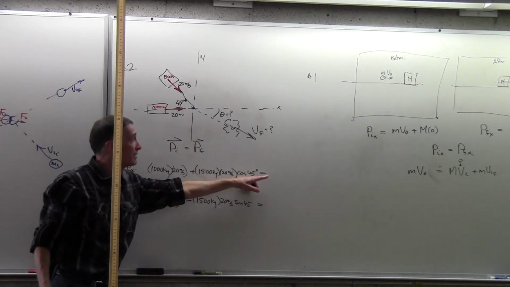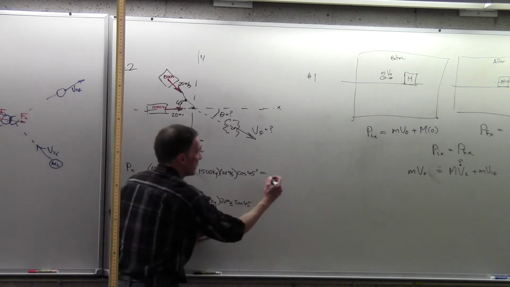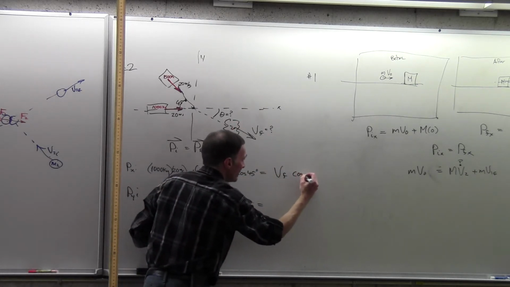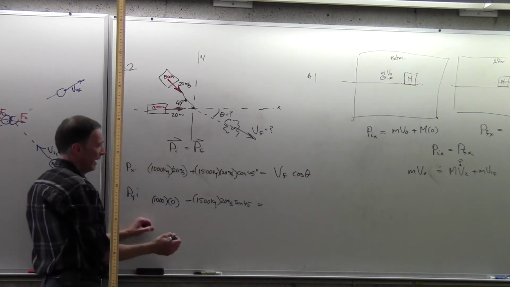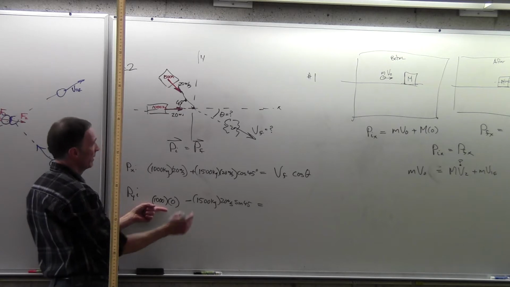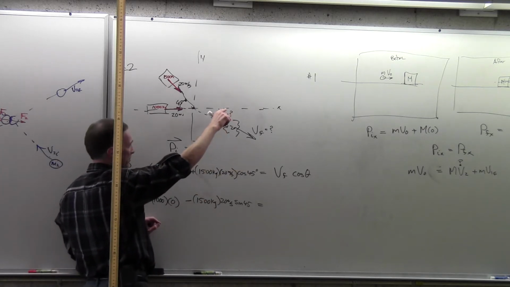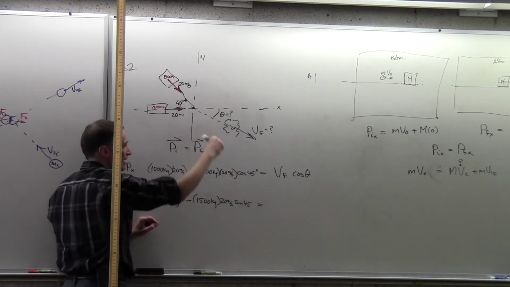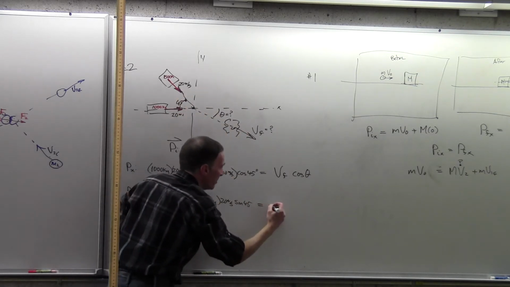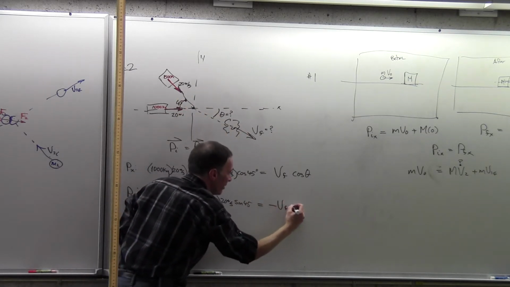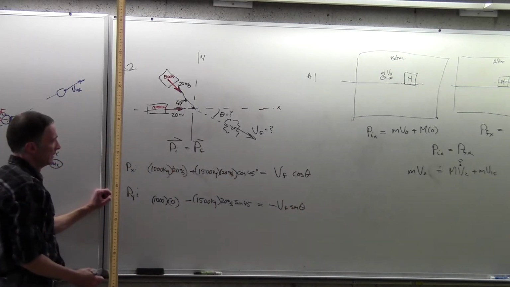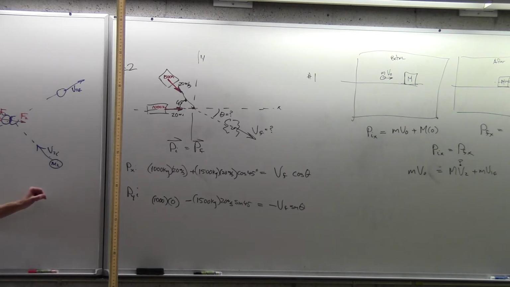Both of these should be equal to the final momentum. In the x direction, we could say that that's going to be v final times the cosine of theta. In the y direction, this is in the negative direction, so it's going to be a minus v final times, let's say, the sine of theta.